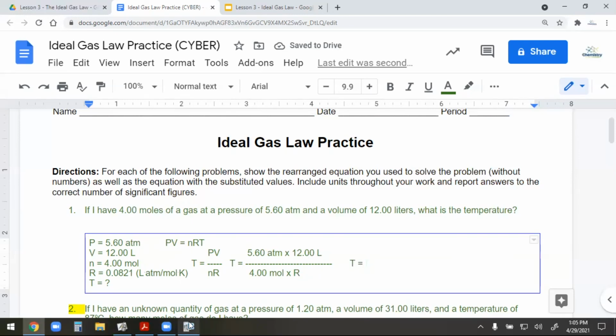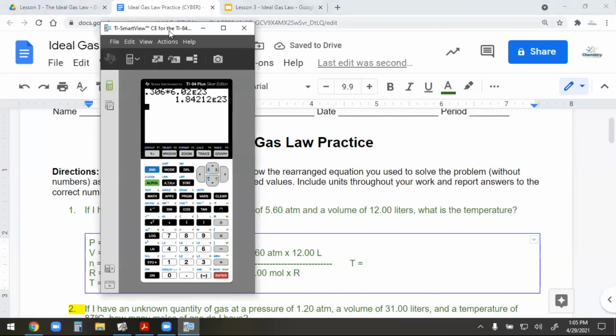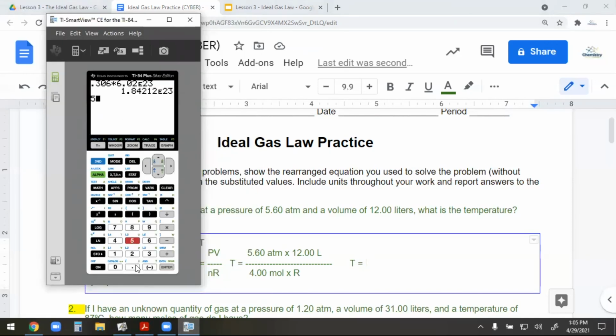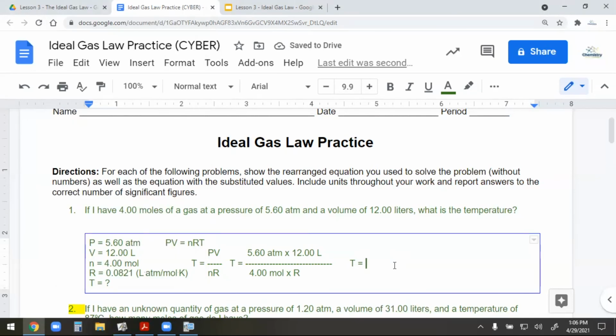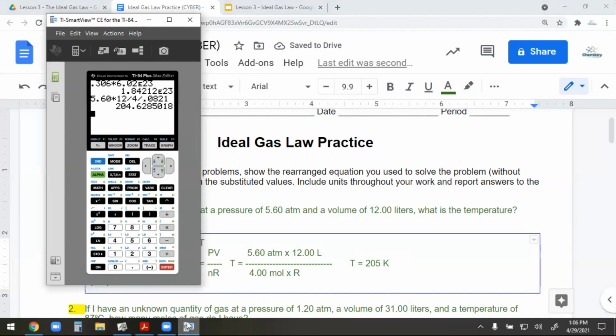Solving for temperature. I'm going to bring up my calculator once more. We have 5.60 times 12 divided by 4, and also divided by our value for R, which is 0.0821. In this case, we wind up with a temperature that is equal to 205 Kelvin. I'll just bring that back up on the calculator so you can see how we rounded it.